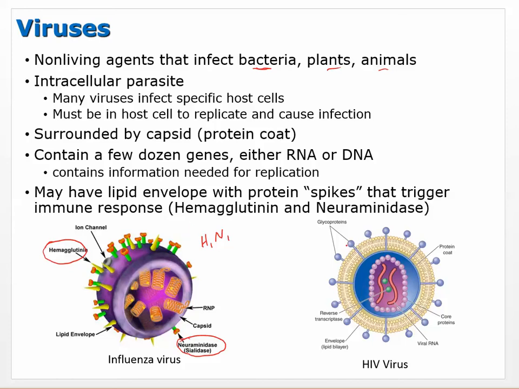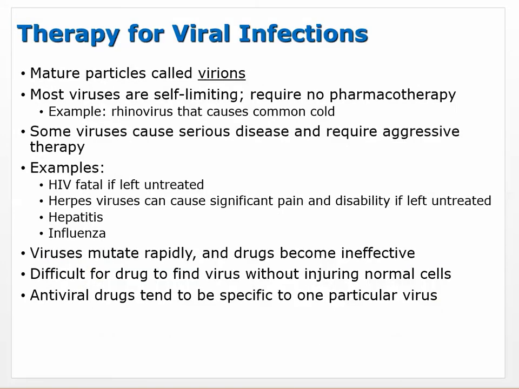HIV is a little bit different. It has a different set of proteins and looks a little bit different, and that's one of the things that makes it a little bit harder to kill. But viruses in general are harder to kill. We can't even cure the common cold. That's another problem. So, therapy for viral infections: mature particles are called virions.